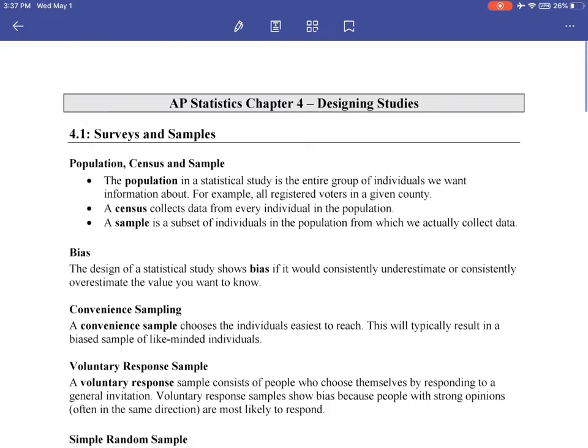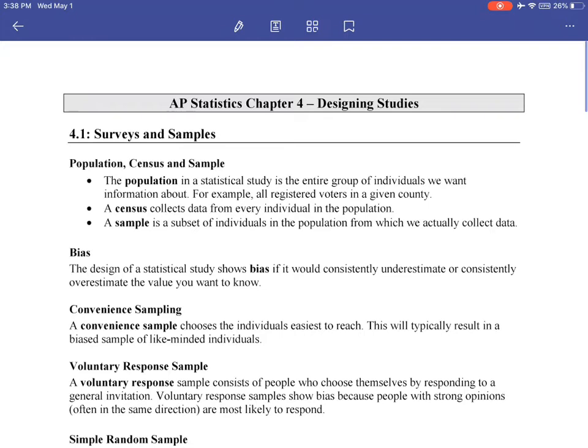Now, the great thing about Chapter 4 is there's not any calculations. So as long as you understand these terms, you should be able to get these questions right, and kind of single these out when you're taking the AP test. It's kind of like the easier questions to do.